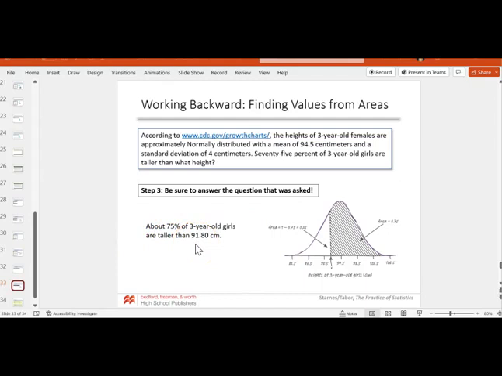centimeters. Okay, so the answer in context does not have to be anything complicated, but just make sure that you read what the question is asking and that you answer it. And a complete sentence will put you in a better situation than just putting 91.8 and putting a box around it like it's an Algebra 1 answer. Okay, and that's it for normal curves.